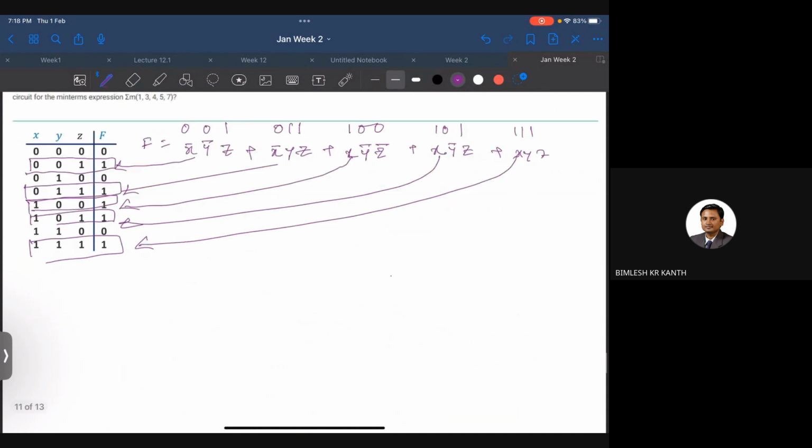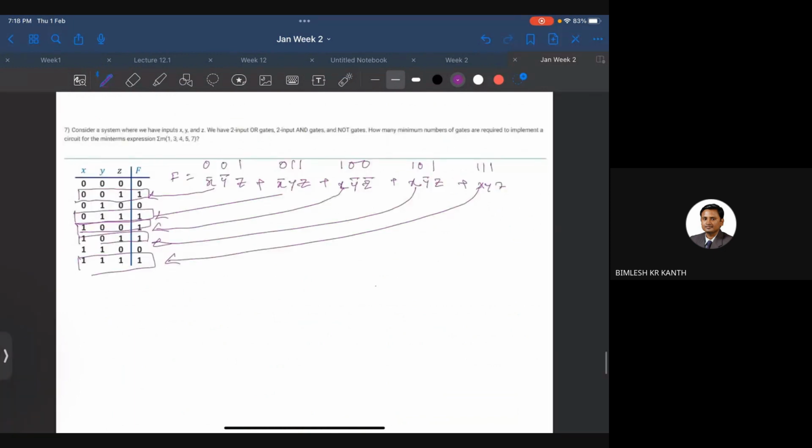Now you have to minimize the given Boolean expression. We can see that z is common in four of the min-terms. So you can take z common, and it will be x bar y bar plus x bar y plus x y bar plus x y, plus x y bar z bar.